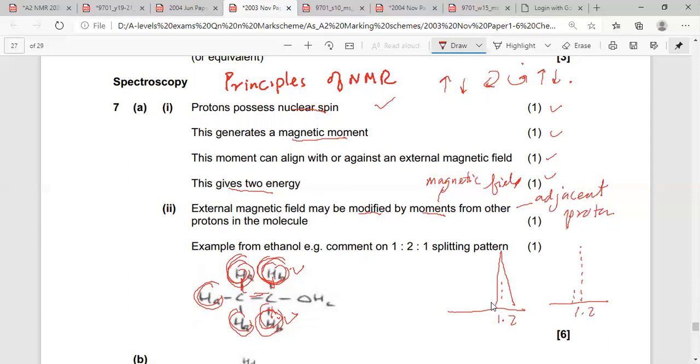Now this here will be 1.25. Here's 1.15. So it's one peak here, higher here, and here. There are three peaks here. This is 1, 2, 1. Now this is called splitting. Understand? Okay, now let's go on here.